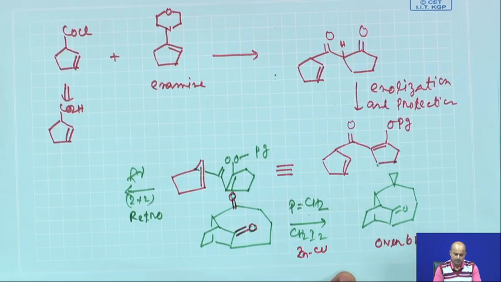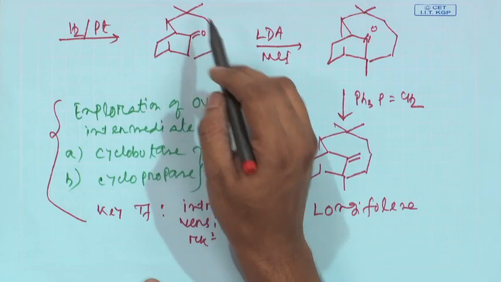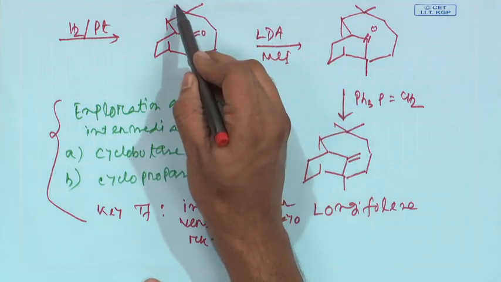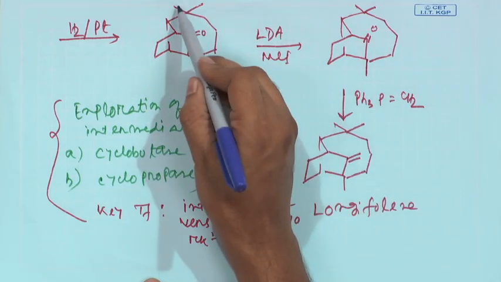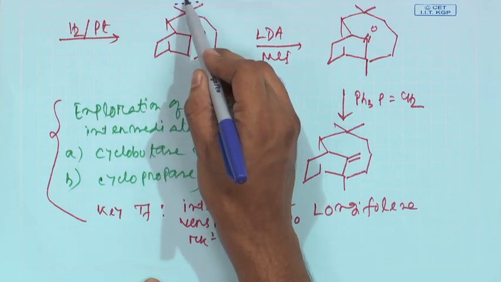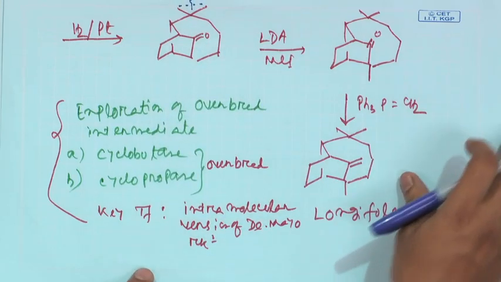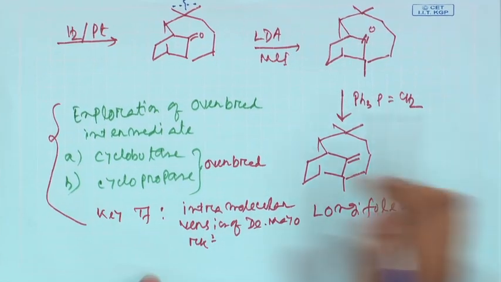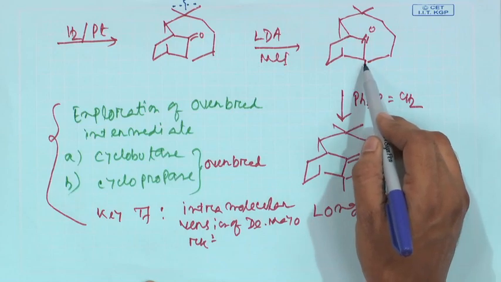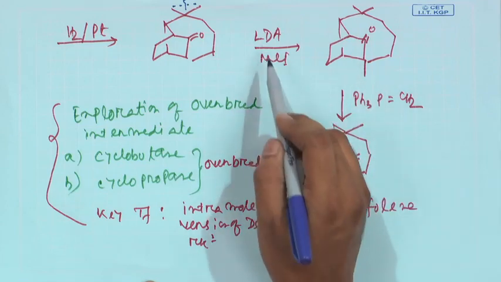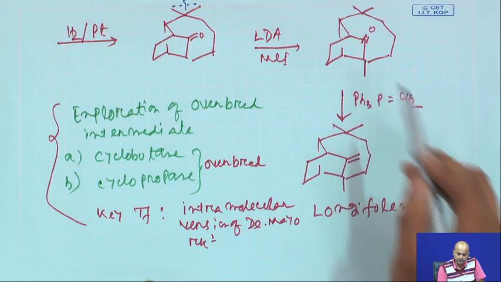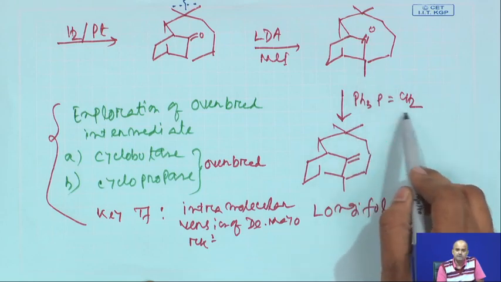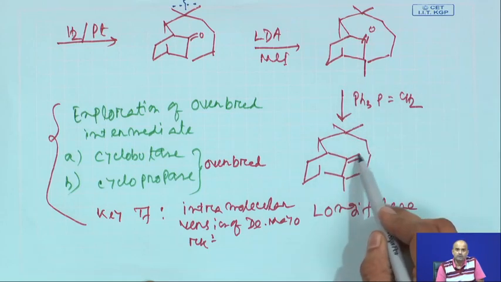Then you see that you get another overbred. Now, this overbred is again cleaved with hydrogen and platinum to give you the gem dimethyl. So, in reality you are cleaving this bond, the surplus bond. You get this compound, fine. Your next part is just to introduce the endo methyl group here by LDA and methyl iodide. You do it here and then you do a Wittig reaction to complete the synthesis.